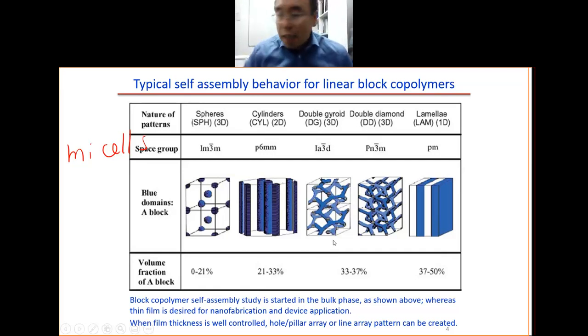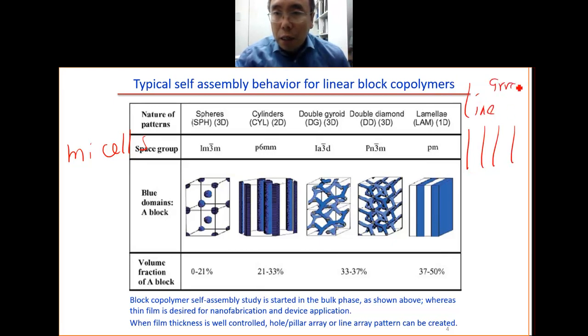From here we can see what we can form. For example, if we want the line array pattern, which one will give you the line array pattern? Obviously this one can give you the line array pattern. This one can also give you the line array pattern if the cylinders are horizontal, lying on the surface rather than perpendicular.